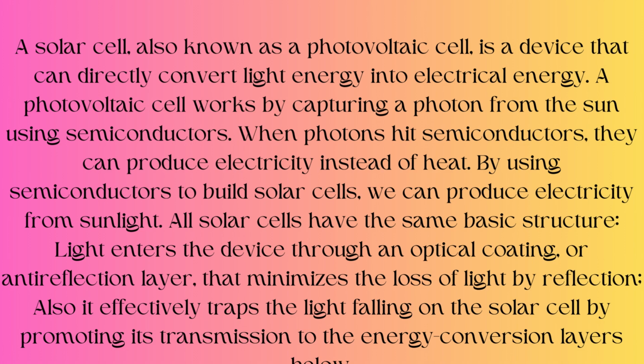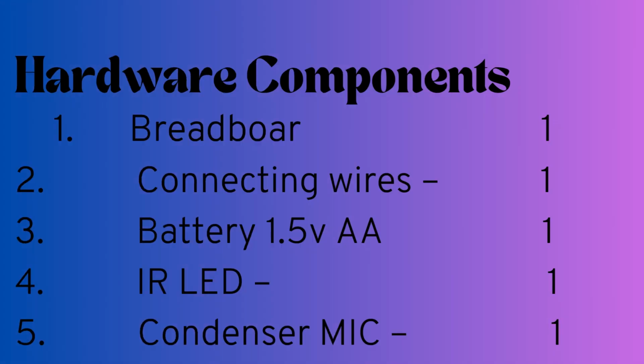All solar cells have the same basic structure. Light enters the device through an optical coating or antireflection layer that minimizes the loss of light by reflection. Also, it effectively traps the light falling on the solar cell by promoting its transmission to the energy conversion layers below.